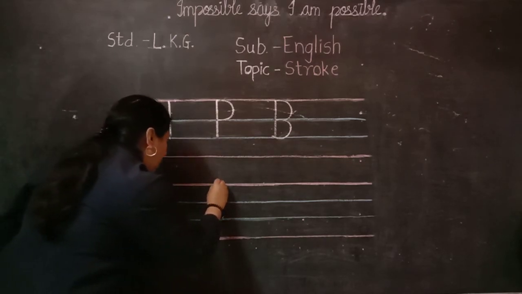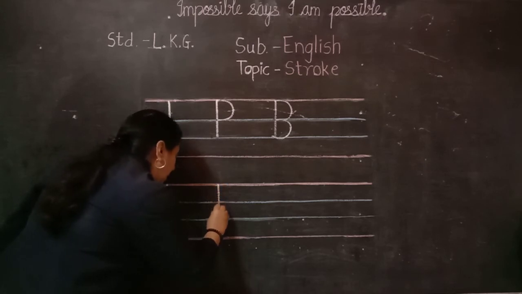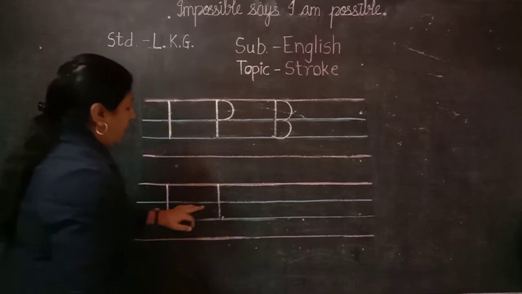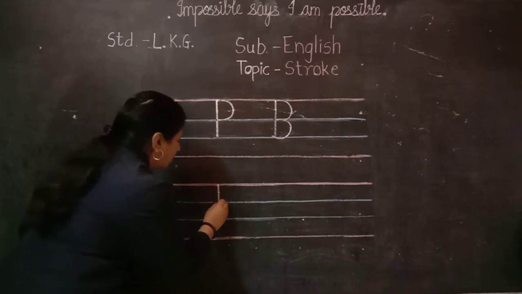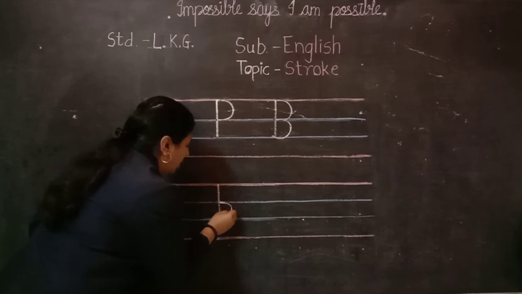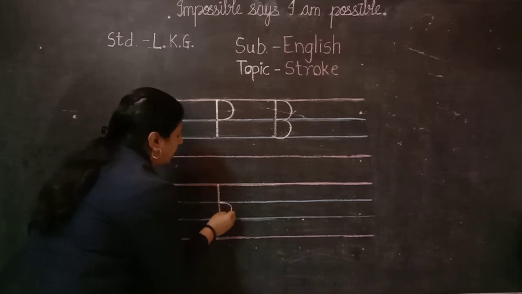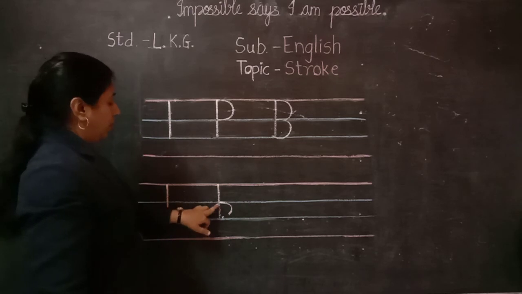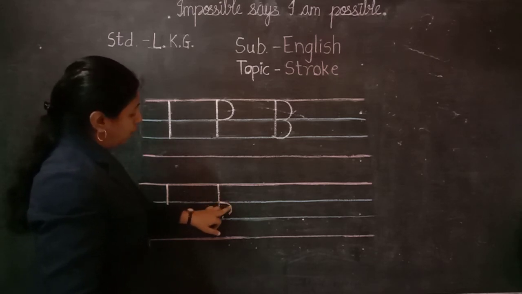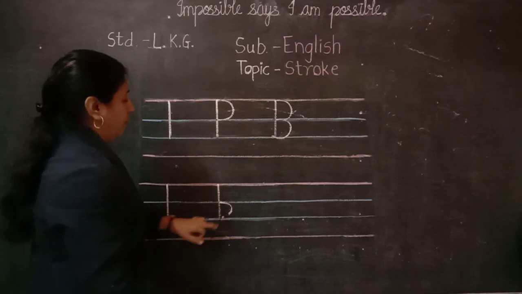After this you have to write again here the second stroke, a standing line and a small curve from the first blue line. You have to start from here. Look here. From here you have to start from the first blue line. You have to start a right curve.